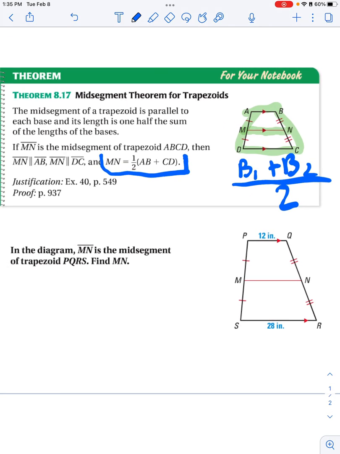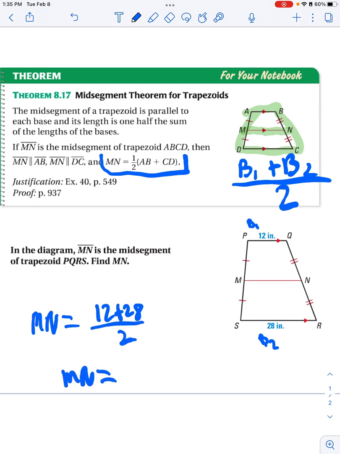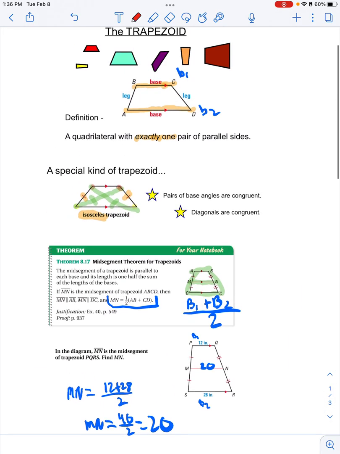So let's take a look at this example. In the diagram, MN is the midsegment of the trapezoid PQRS. It tells us to find MN. So again, I'm going to label this base 1 and this base 2. And so my midsegment is going to equal 12 plus 28 divided by 2, which is 40 divided by 2, which equals 20. And that makes sense because, if I think about it being in the middle, I'm adding 8 to 12 to get 20, and I'm adding 8 to 20 to get 28.